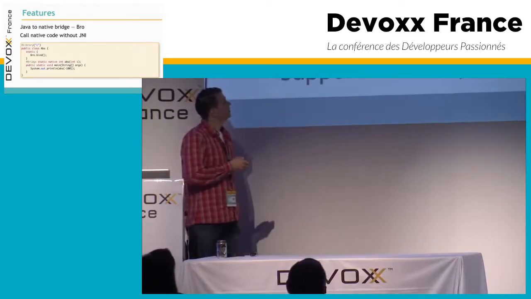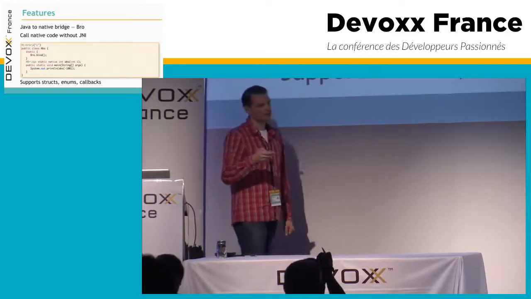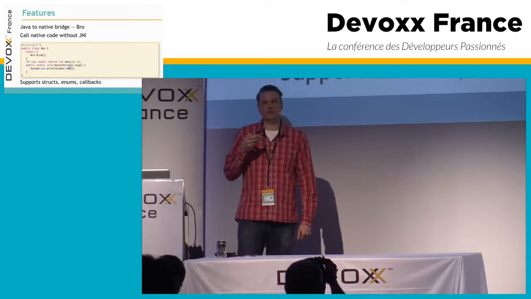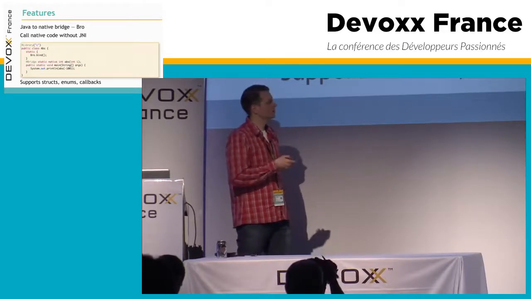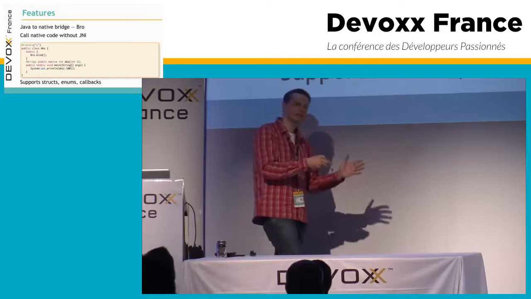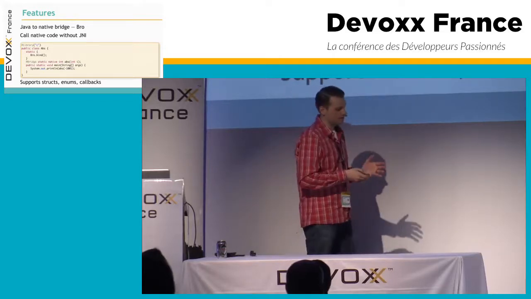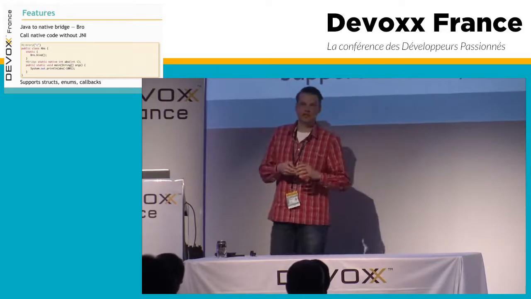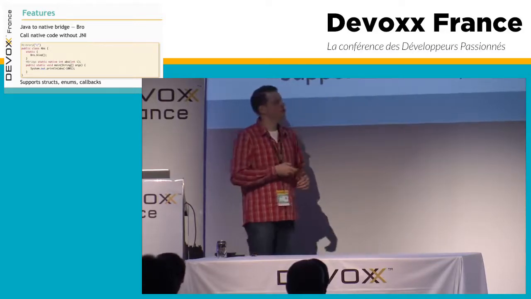So using Bro, we can not only call functions, we can also map C structures and C enums. We can define callbacks in Java code that we can give to a native function, and then the native code can call into Java at a later stage.